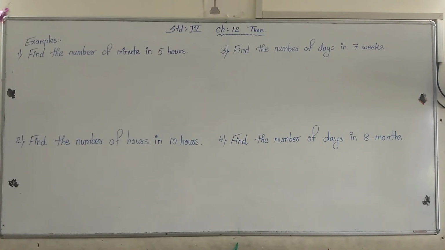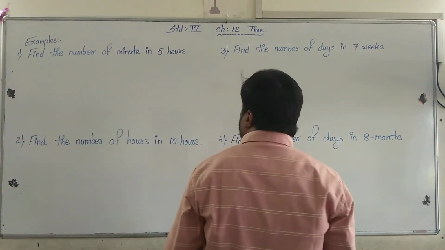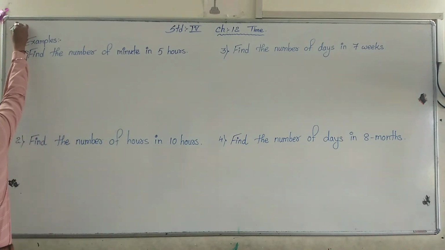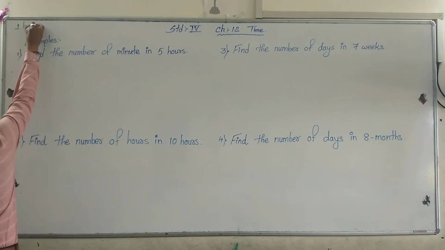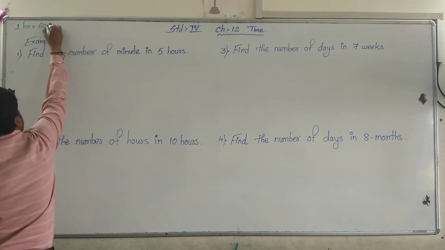Now let's see the examples. Before moving to the example, let's write all the things that we have learned. That is 1 hour. 1 hour is equal to 60 minutes.